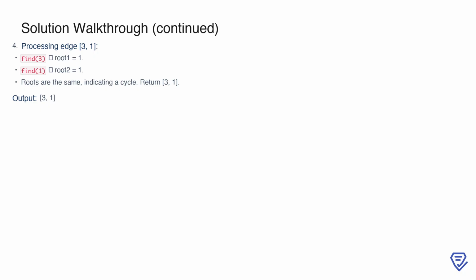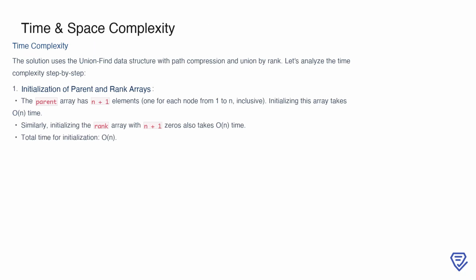and rank arrays. To analyze the time complexity of our solution, we start with the initialization of the union-find data structure. This involves creating two arrays, the parent array, which keeps track of the parent node for each element, and the rank array, which helps manage the depth of the trees to optimize union operations. Both arrays have n+1 elements, accounting for all nodes from 1 to n, inclusive. Initializing these arrays requires assigning values to each of their n+1 positions, making the total time for this step O(n). This initialization is essential for the algorithm to function efficiently.